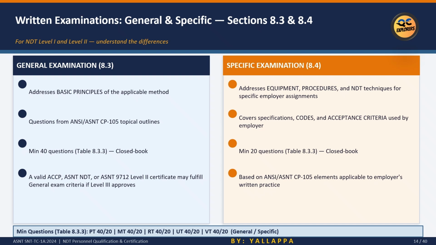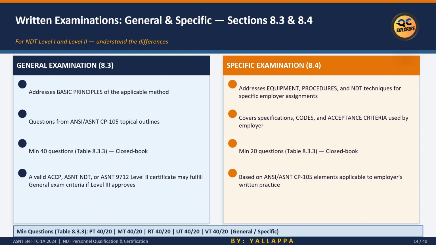General examination focuses on the fundamental principles of the method. Questions are based on ANSI/ASNT-CP-105 topical outlines. Specific examination focuses on the employer's procedures, equipment, specifications, acceptance criteria, and applications. This is company-specific knowledge. Typically, the general exam has minimum 40 questions.